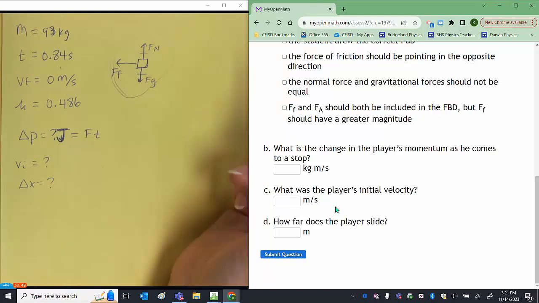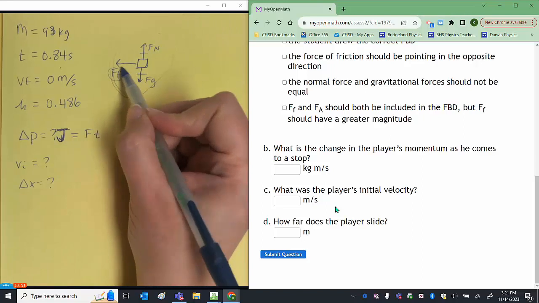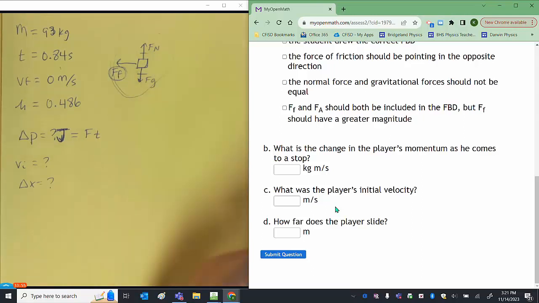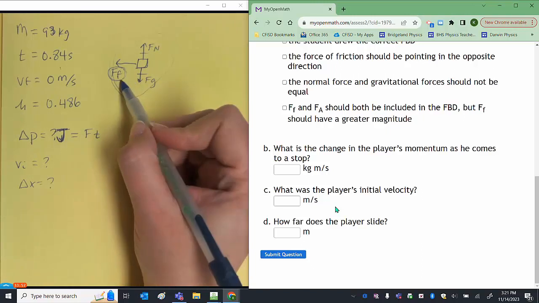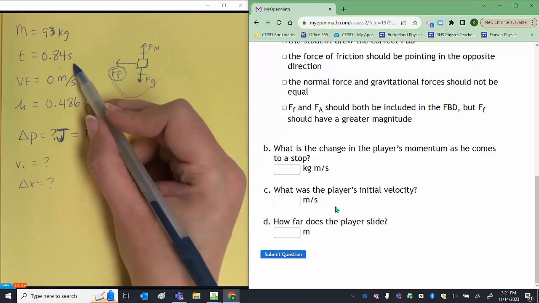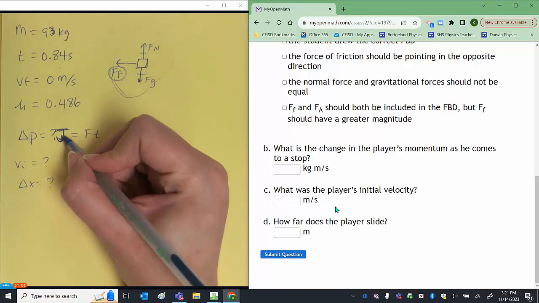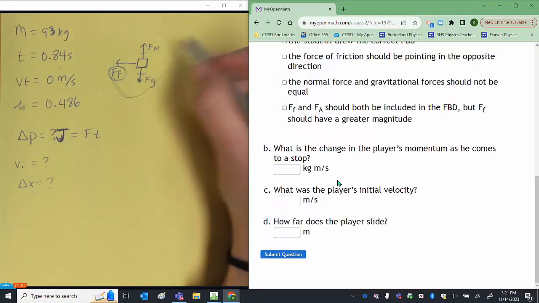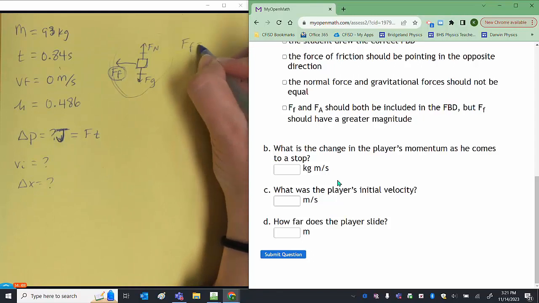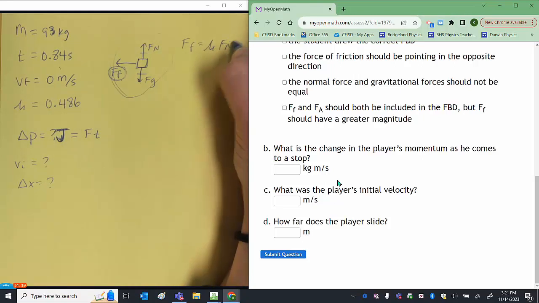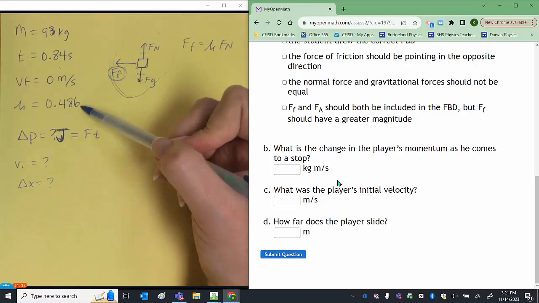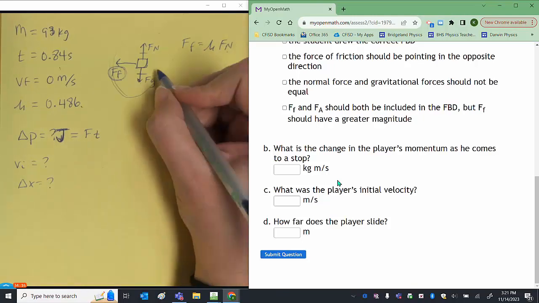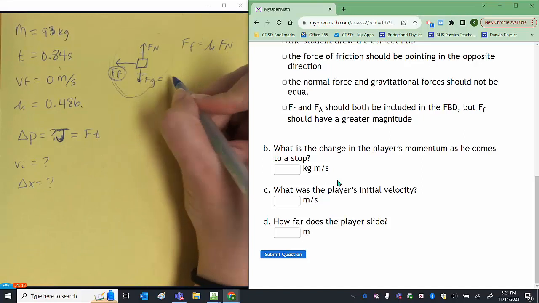So if I can figure out my force of friction, because that is my net force, these cancel, this is the only force horizontally. If I can figure out my force of friction, I can multiply it by my time, and that will give me my impulse, which is equal to my change in momentum. So my task is to find FF. My equation for FF is mu times Fn. I have mu right here, 0.486. Fn, I don't have a formula for, but I know it's equal and opposite to Fg, and Fg is mg.